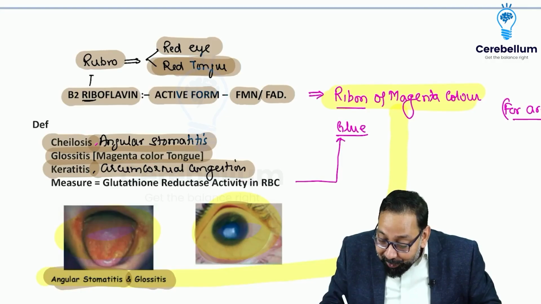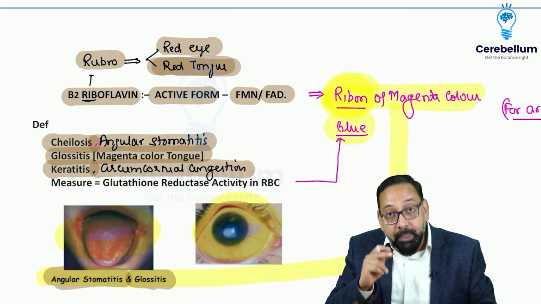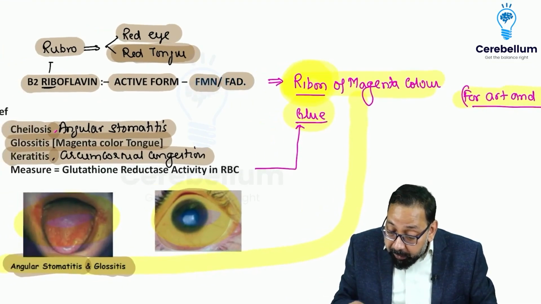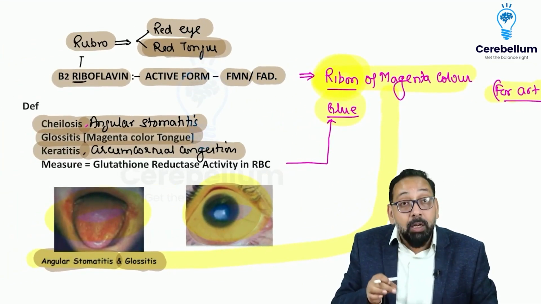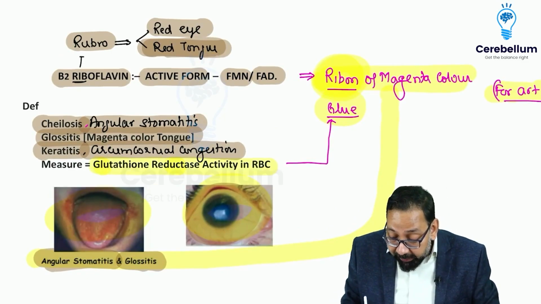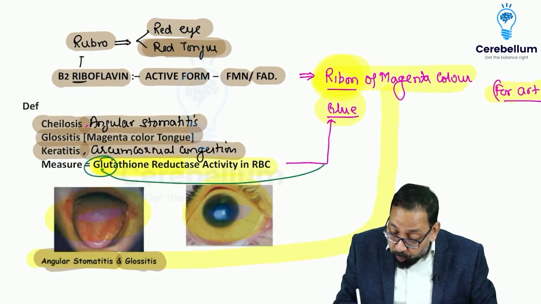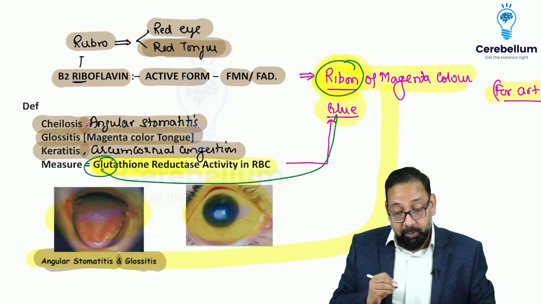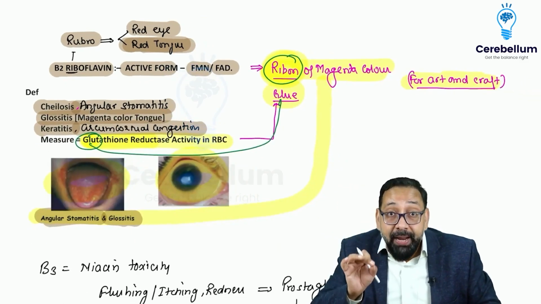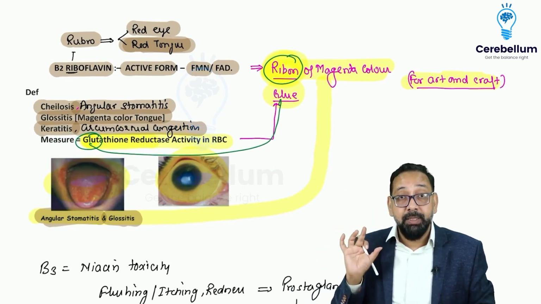Now I make a mnemonic that ribbon and glue are used in art and craft. So I will remember the mnemonic that to measure or to detect B2 deficiency, we measure glutathione reductase activity in RBC. So glutathione reductase, glue, and riboflavin. So they are used in art and craft. So to detect B2 deficiency, we measure glutathione reductase activity in RBC.